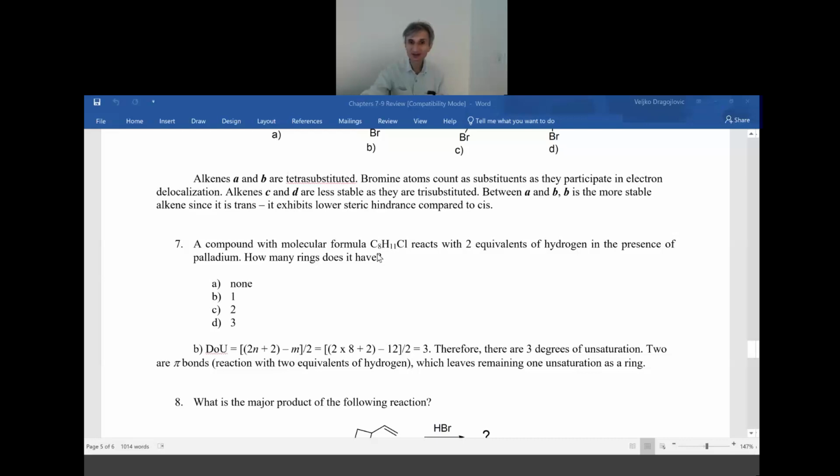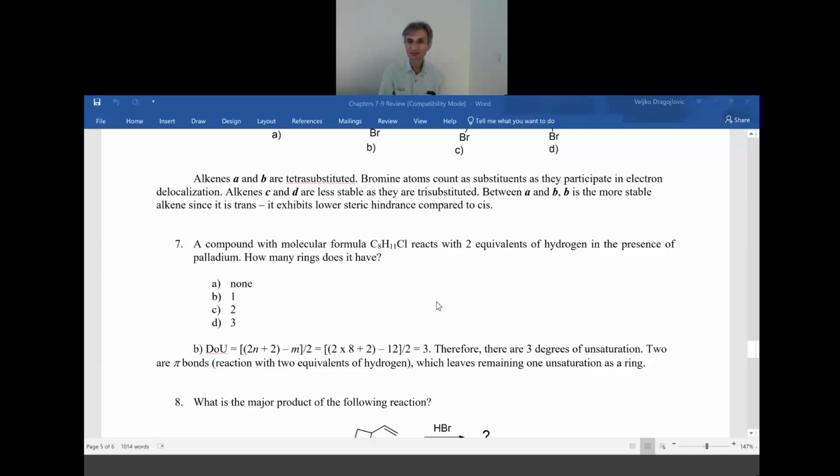They take the number of hydrogens, 11, and forget to include the number of halogens, chlorine. Fluorine, chlorine, bromine, iodine, those are halogens. We have to add them. And so if you have 11 here, it will be 2 times 8 plus 2 minus 11 divided by 2, 3.5.